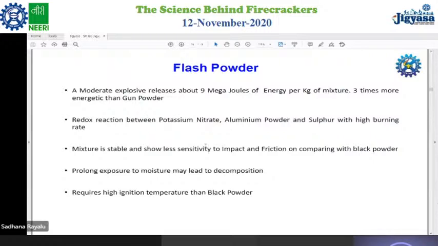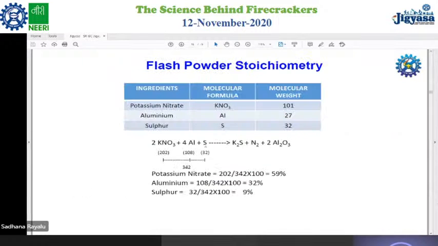And what is the difference between gunpowder and flash powder? Flash powder is also having potassium nitrate and sulfur, but in this case, instead of carbon, you have aluminum powder. So when you are bursting it, you are able to generate more energy, which is about 9 megajoules of energy per weight, and this is how it is.